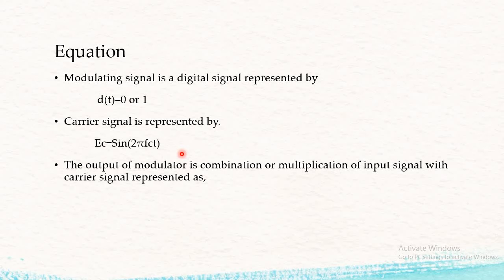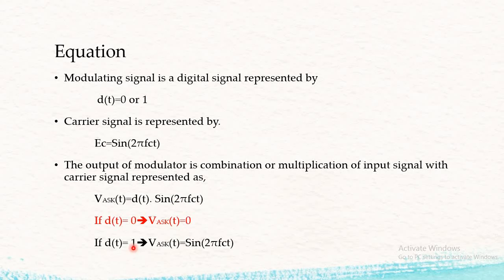So this is a representation of our carrier signal. Now the output of a modulator is a multiplication or a combination of the modulating signal or the input signal with the carrier, which is represented as V_ASK equals d(t) times sin 2 pi fc t. Now if my input signal is 0, what is going to be my output? 0 times anything comes out to be 0. And if my input signal is 1, my output is the carrier, that is a sine wave. So in this way our ASK works. If your input is 0, output is 0. If your input is 1, output is nothing but the carrier waveform.